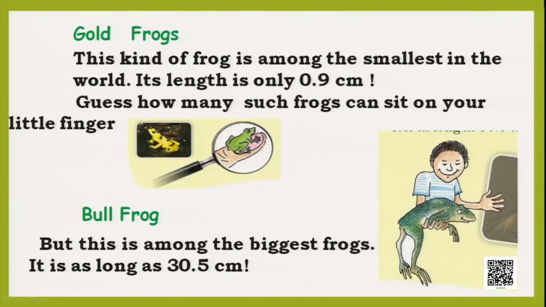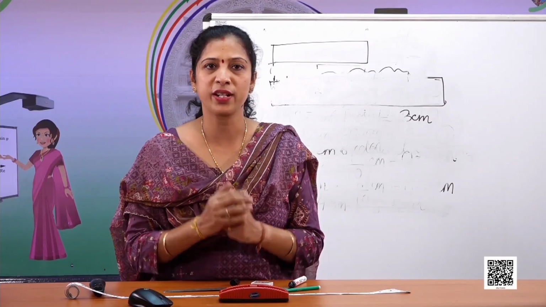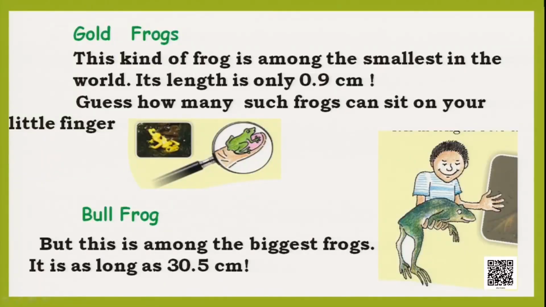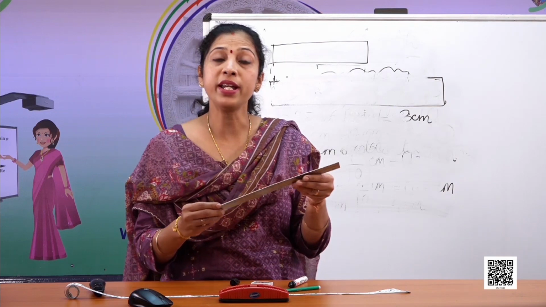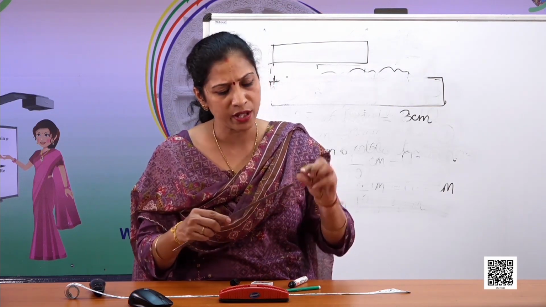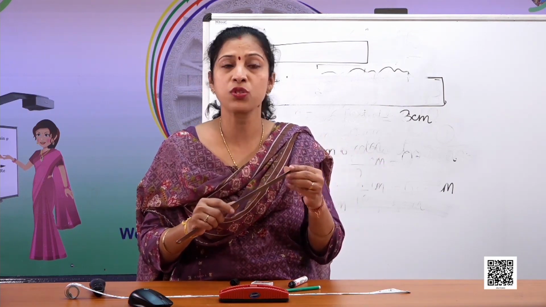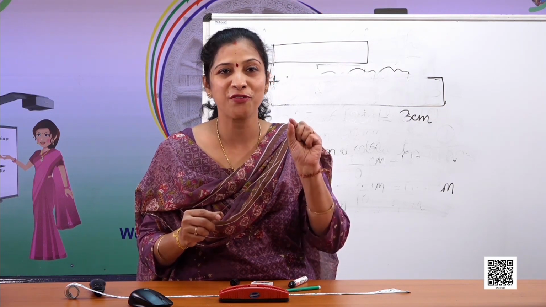Wow, frogs. I really don't like frogs, but let's see the interesting fact about these frogs. What are these frogs doing over here? Now, the gold frog is among the smallest in the world. Its length is only 0.9 centimeter. And the bullfrog, the bigger one, is among the biggest frogs and it is 30.5 centimeter. So you can see from this scale how small 0.9 centimeter is, maybe not more than my fingernail, because it is so small that it can fit into your fingernail.